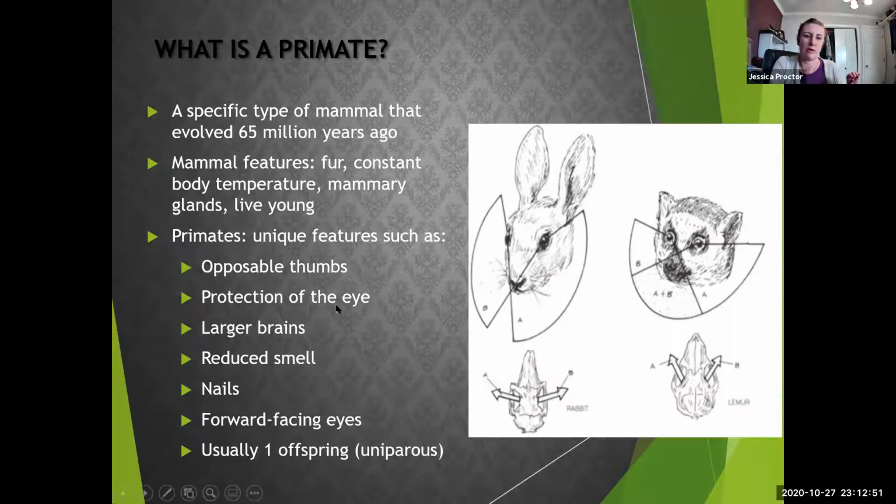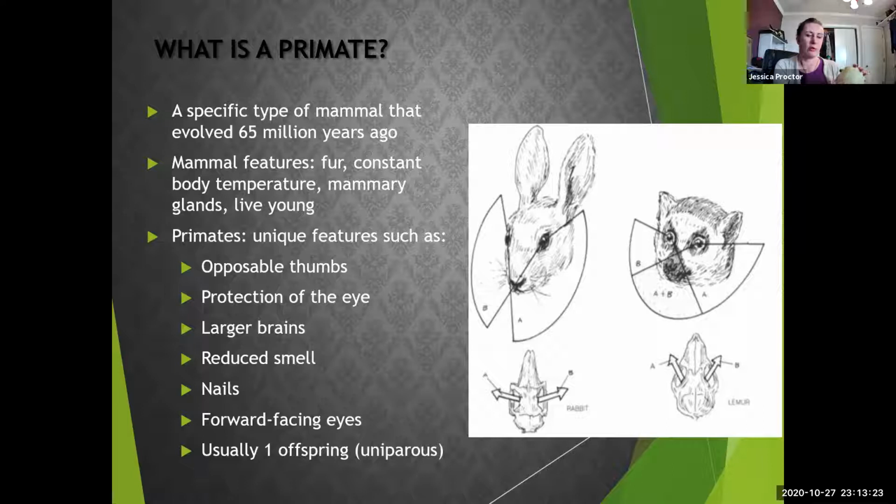We have protection of the orbits of the eyes. Most primates, the vast majority of us, have what we call full post-orbital closure. The only exception is the lower order Strepsirrhines, also called prosimians. The prosimians only have a post-orbital bar. They don't have full closure. So I'll show you what that looks like in a few slides. But just so you know now, the vast majority of all primates have full post-orbital closure. That just means that there's bony material protecting their eye sockets, their orbits.